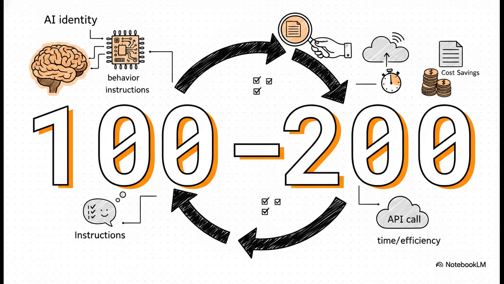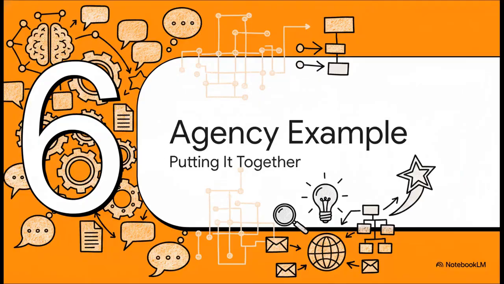Keeping it concise makes the AI follow instructions way better. Plus, and here's a fun fact, because system prompts are passed behind the scenes with every single API call, keeping it brief actually saves you cold hard cash on API token costs. Okay, Section 6, Practical Content Agency Example. Let's bring all this theory together into one final, highly actionable example.